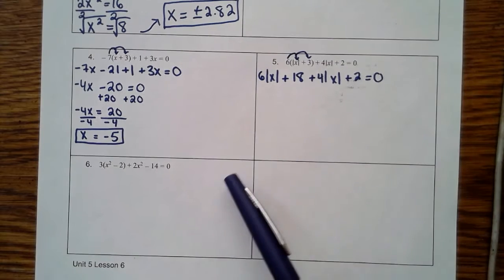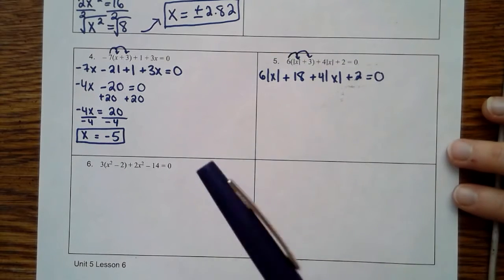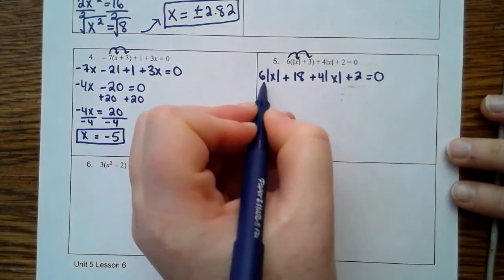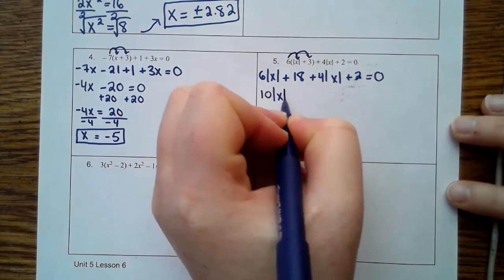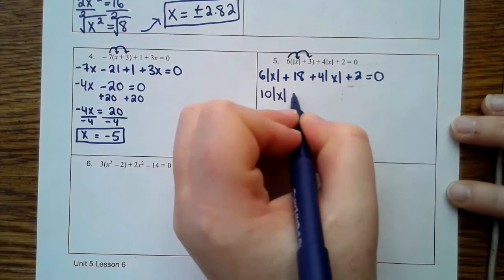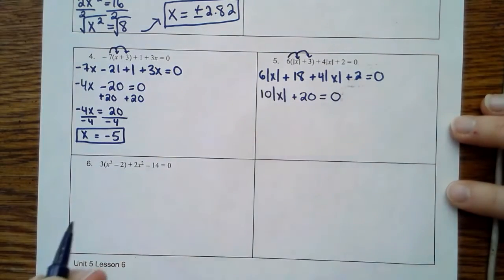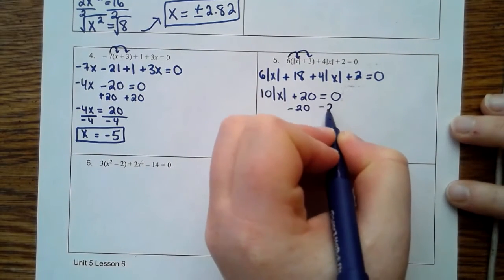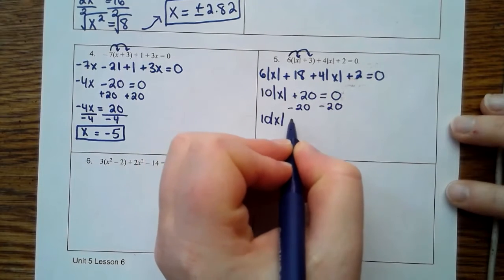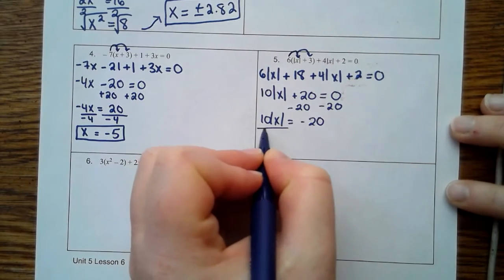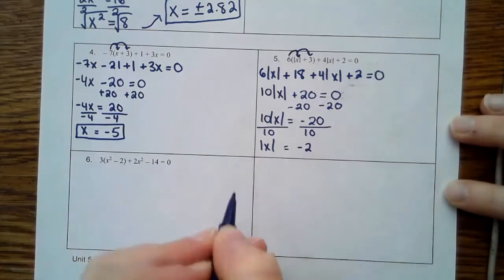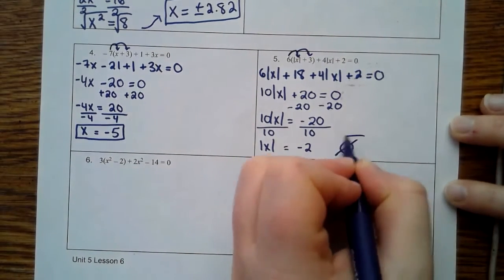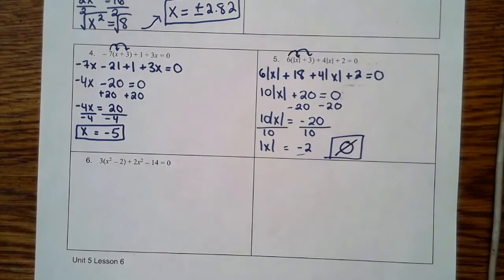These are going to be different than what we did in the last lesson, so pay close attention. I have 6 absolute value of x's, and then I have 4 absolute value of x's. So altogether, I have 10 sets. 18 plus 2 is 20. Going to minus 20 on both sides. Divide by 10. This is looking a little sketchy because I get negative 2. There is nothing that has a distance of a negative. No solution.